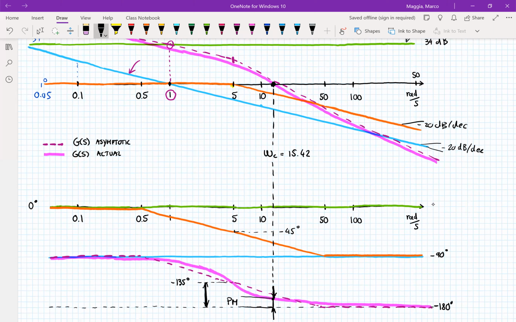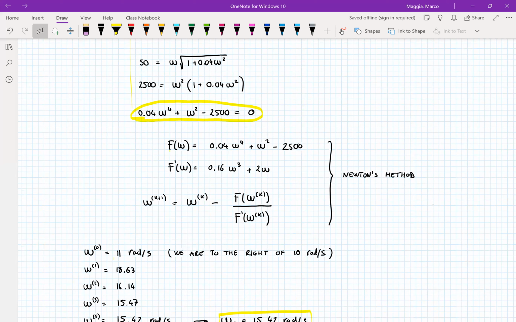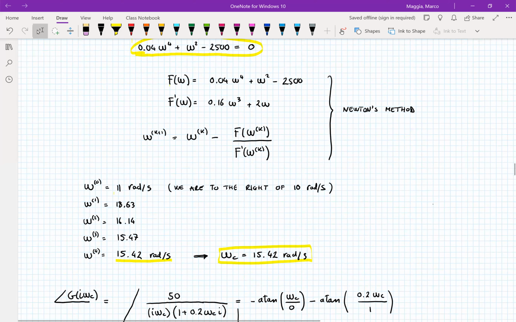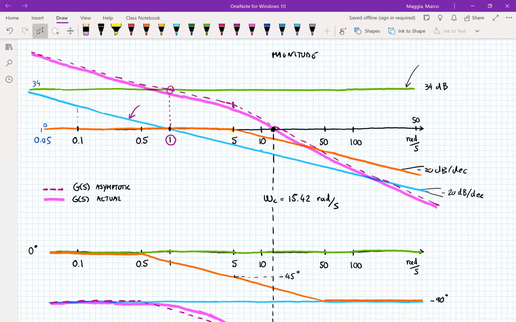So yeah, it makes sense. It means that our plot is pretty accurate. If you draw things accurately enough, then you already have an idea of where your crossover frequency should be, and you need that because when you apply Newton's method, you need the first guess. In this case, I used 11 radians per second. Why did I use 11? Because I knew that the crossover frequency had to be greater than 10. So I just used 11.